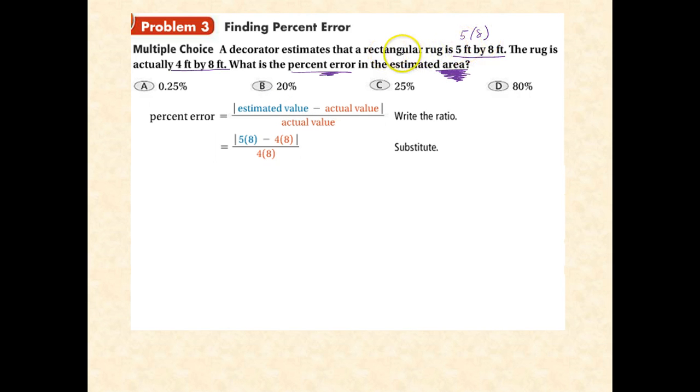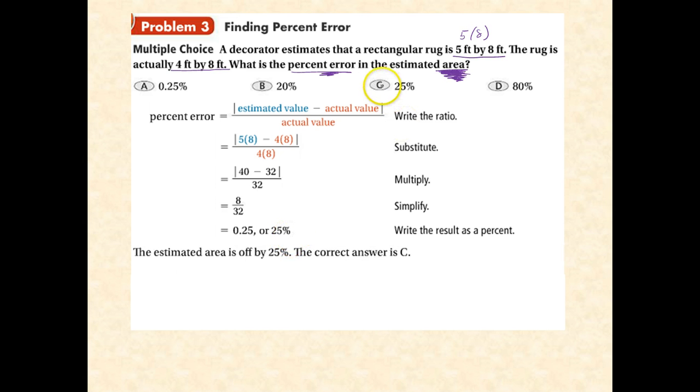Area of a rectangular rug is length times width. So 5 times 8. The actual area is 4 times 8. So 5 times 8 minus 4 times 8, over 4 times 8. 40 minus 32 is 8. 8 divided by 32 is 0.25, which is 25%. So that is a 25% error. So the correct answer is C. You can bubble in C now.